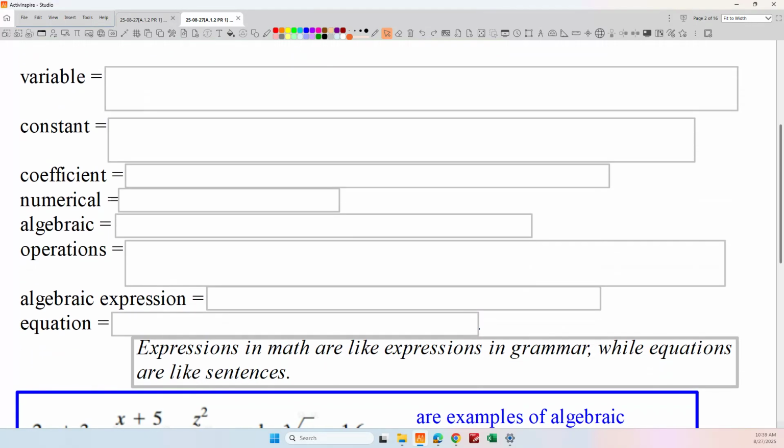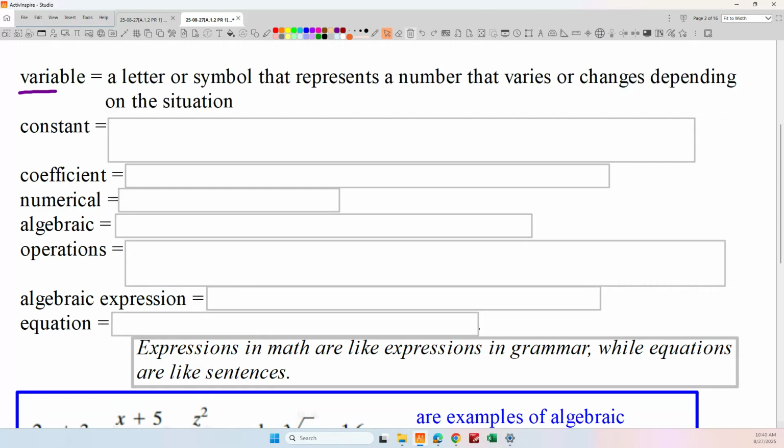So let's start here. What's a variable? What do you remember about variables? How do we usually write a variable? Yeah, a letter or a symbol. And what's the one we usually use? X. Doesn't have to be, but usually it's an X. Variables are things that can vary, right? It represents not just a single value. A variable represents a whole bunch of values, a number that could vary or change depending on the situation.